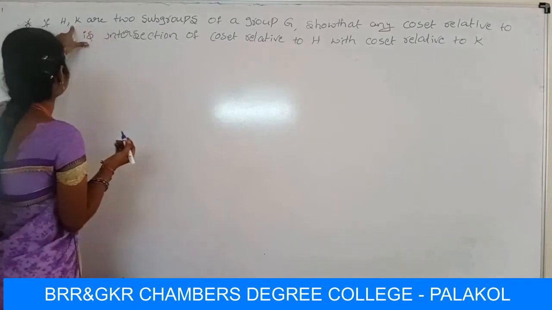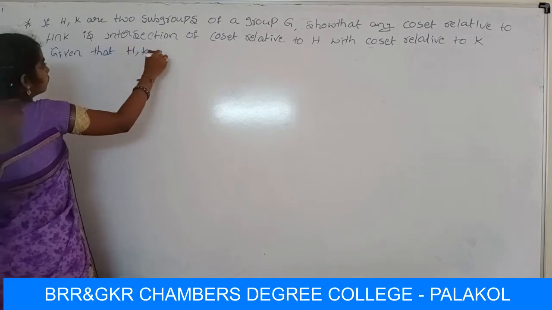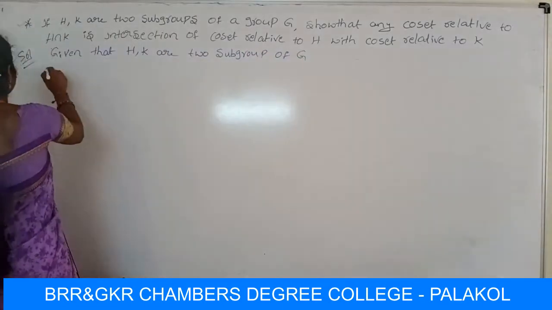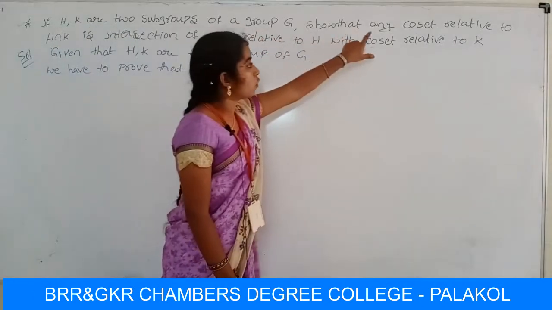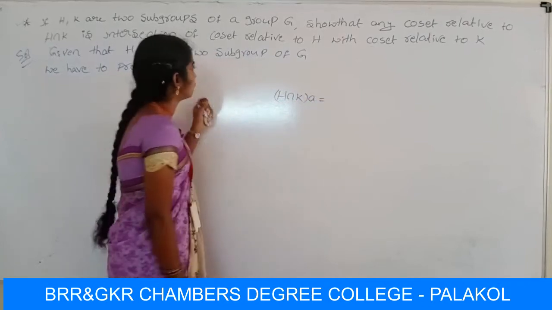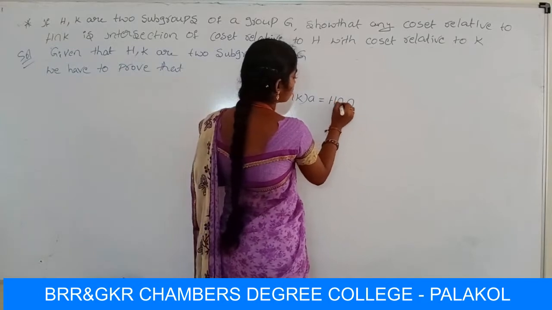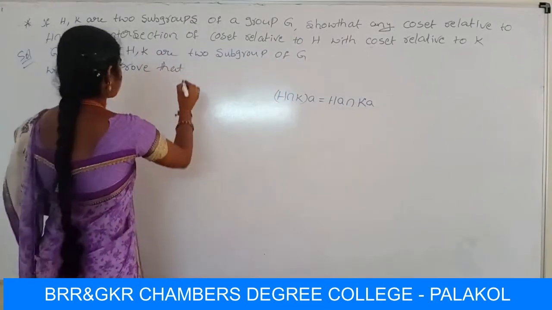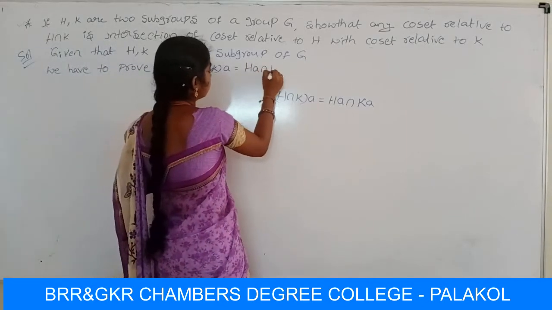So that means, given that H, K are two subgroups of Z, we have to prove that any coset relative to H intersection K, any coset, left or right, is the intersection of the coset relative to H with the coset relative to K. So finally we have to prove that the right coset of H intersection K, that is (H intersection K)A, equals HA intersection KA.